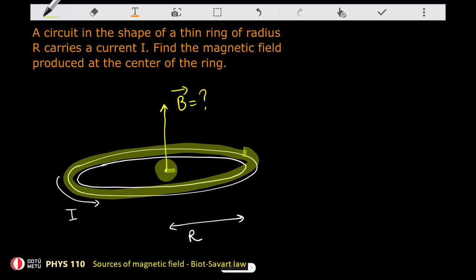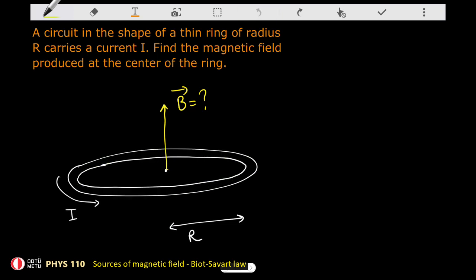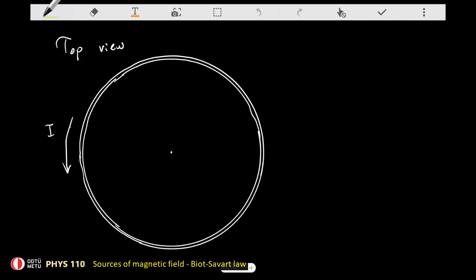Later we are going to see that we can also compute the magnetic field anywhere on the symmetry axis of that ring, but that's a slightly different problem than this one. So this is kind of simpler, therefore I'm just going to solve this separately. So this is the top view, all right?